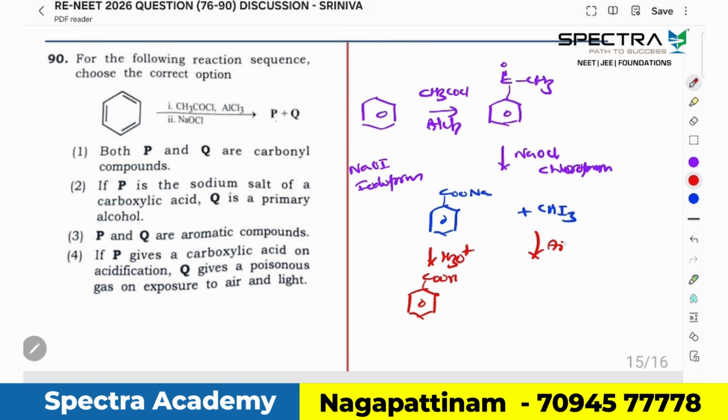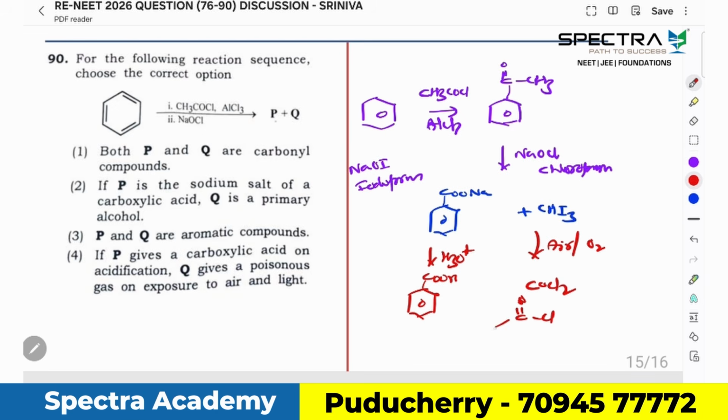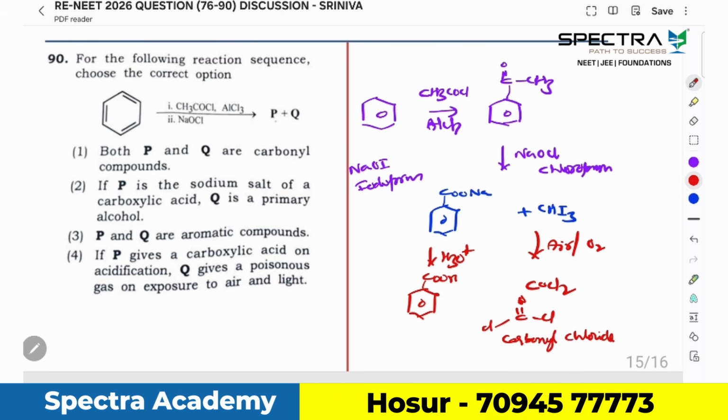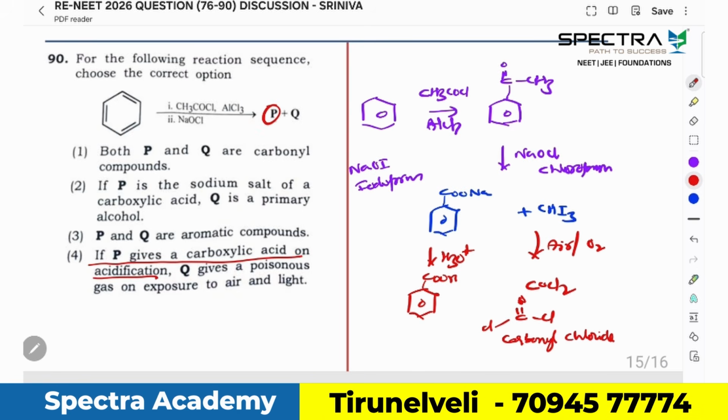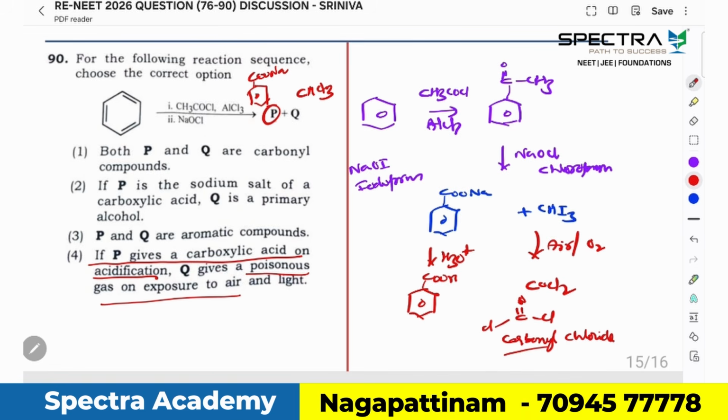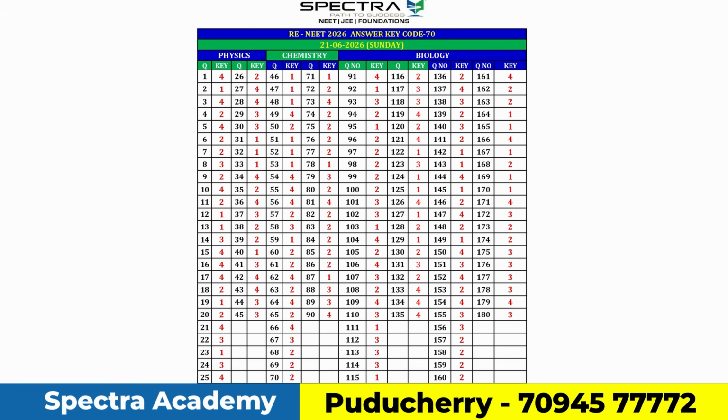Chloroform on oxidation gives COCl2, that is carbonyl chloride, which is a poisonous gas. P gives carboxylic acid on acidification. Actually, P is sodium benzoate, and on hydrolysis you will get benzoic acid. Next, chloroform on oxidation gives the poisonous gas carbonyl chloride. So option 4 is correct. So this is about the NEET question paper, students. Thank you very much.